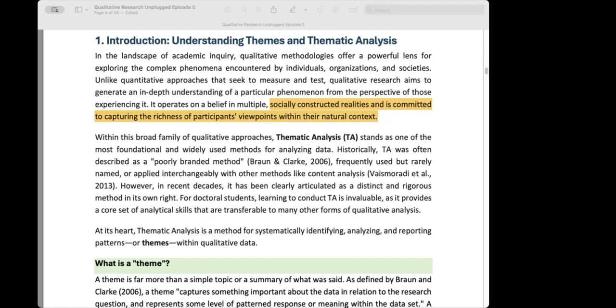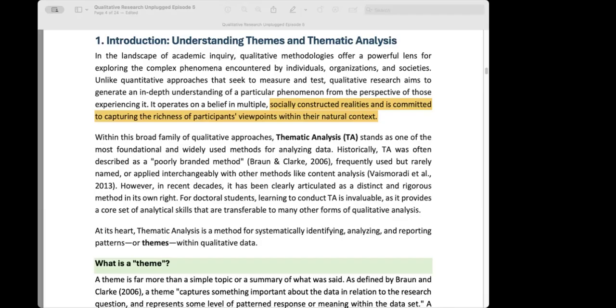That's a fantastic question, and it really gets to the core of what makes TA analytically powerful, not just descriptive. You're right, it's definitely not just a topic. That's where Braun and Clarke's definition becomes absolutely key. They define a theme as something that captures something important about the data in relation to the research question and represents some level of patterned response or meaning within the data set. Okay, important. Patterned response or meaning. Let's break that down.